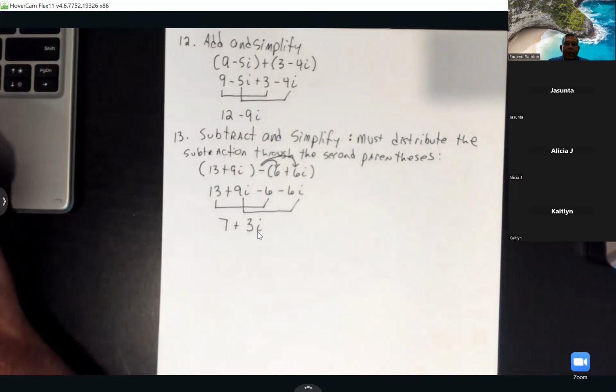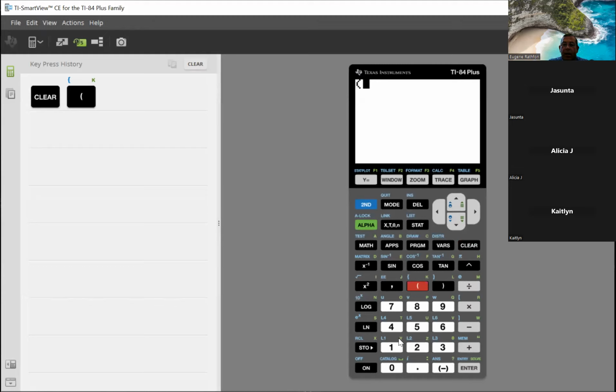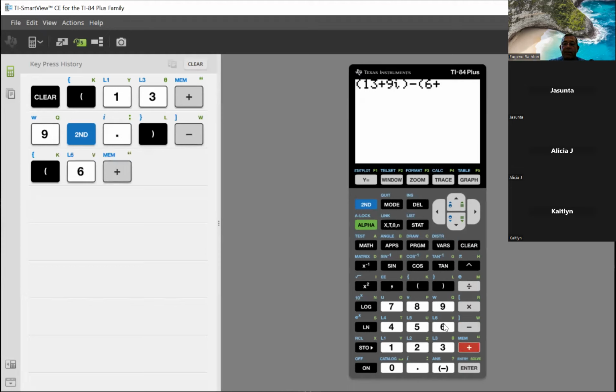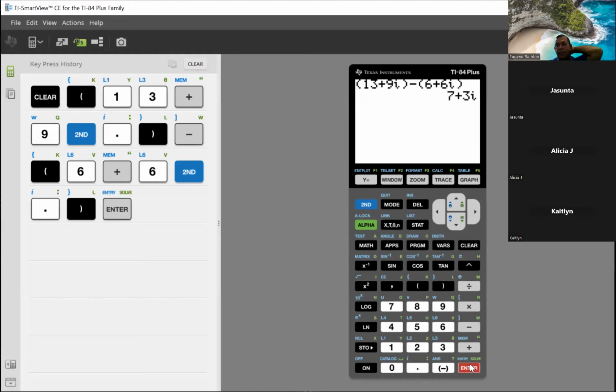And y'all, calculator knocks out subtraction also, so let's go play with that. So I had my parentheses, 13 plus 9i. Remember, i is second decimal. Close parentheses. Minus parentheses 6 plus 6i, which is second decimal. Close my parentheses. And notice we get our 7 plus 3i.